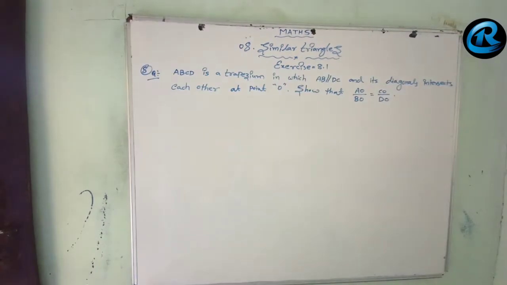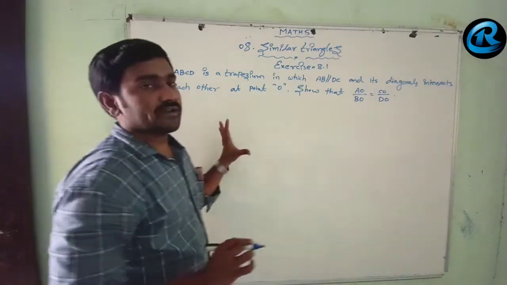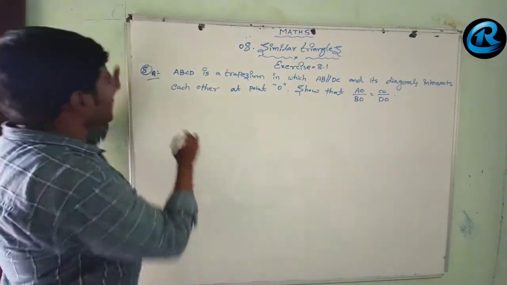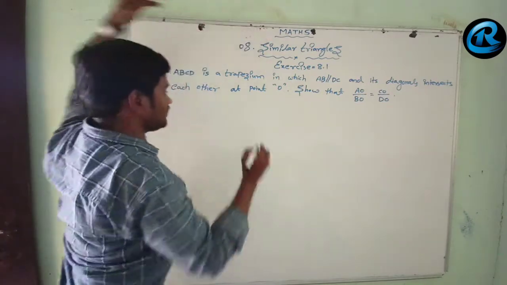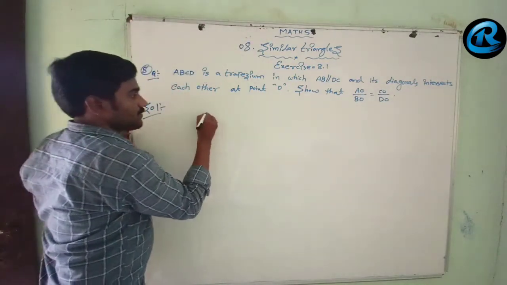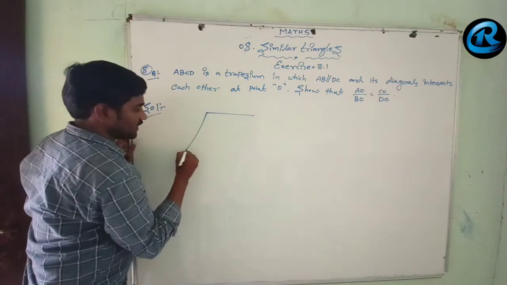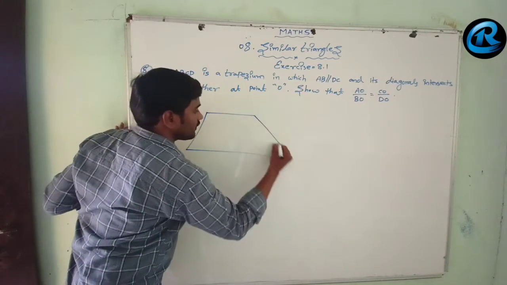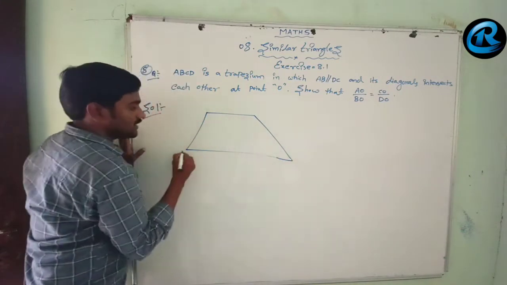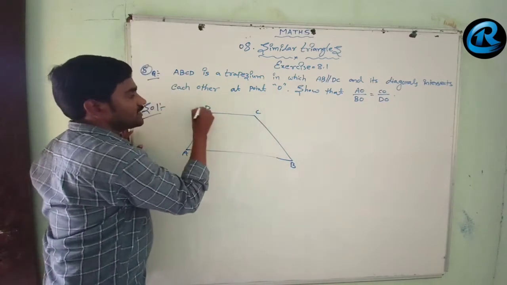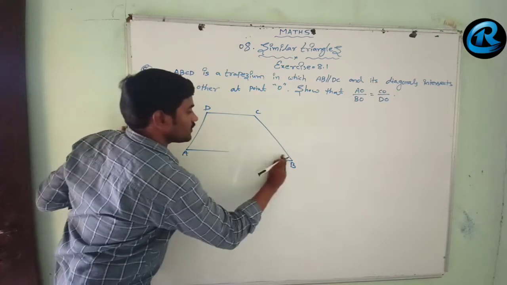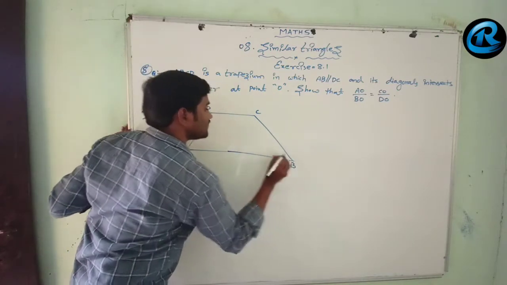Now we go for question number 8. The question number 8 I have written on the board. See that here ABCD is a trapezium, is it? So let me construct here trapezium so that you can understand clearly. So here what happened? See this A, B, C, D. This ABCD is a trapezium.